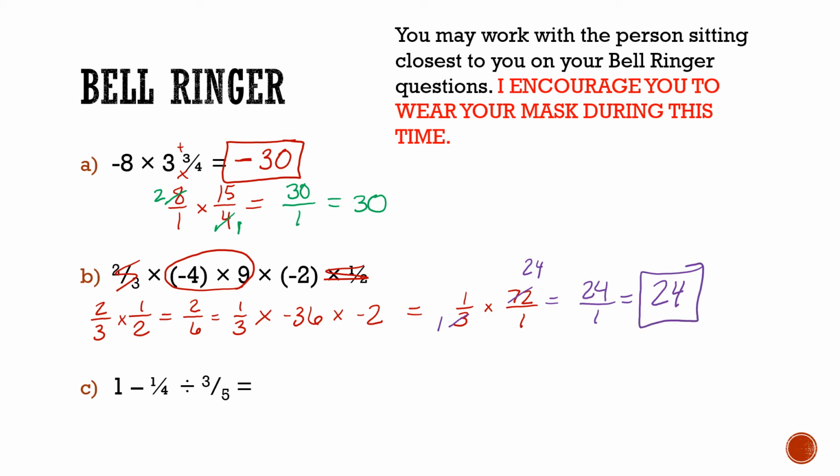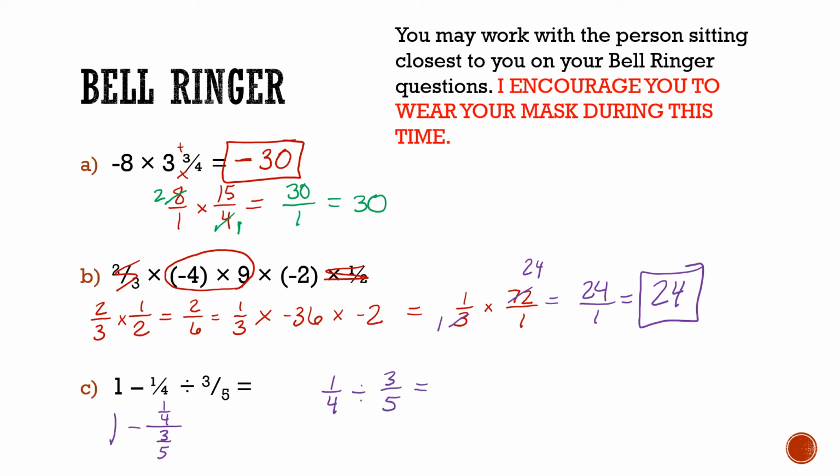Okay, this last one you may see written as a complex fraction. So this could be written as 1 minus 1/4 over 3/5. So it's kind of like when you have a fraction in the numerator and a fraction in the denominator. However, you will have to use your order of operations here. So you would do the 1/4 divided by 3/5 first. So 1/4 divided by 3/5.